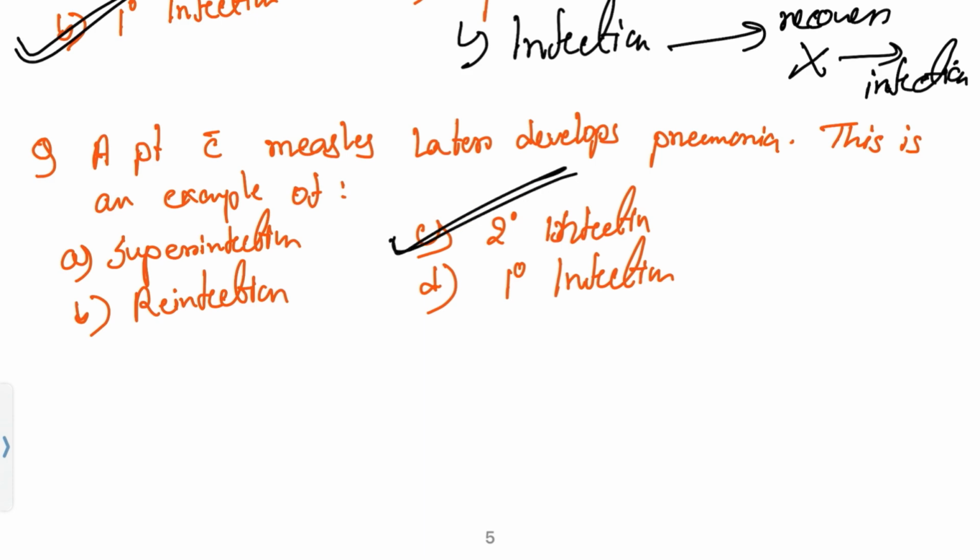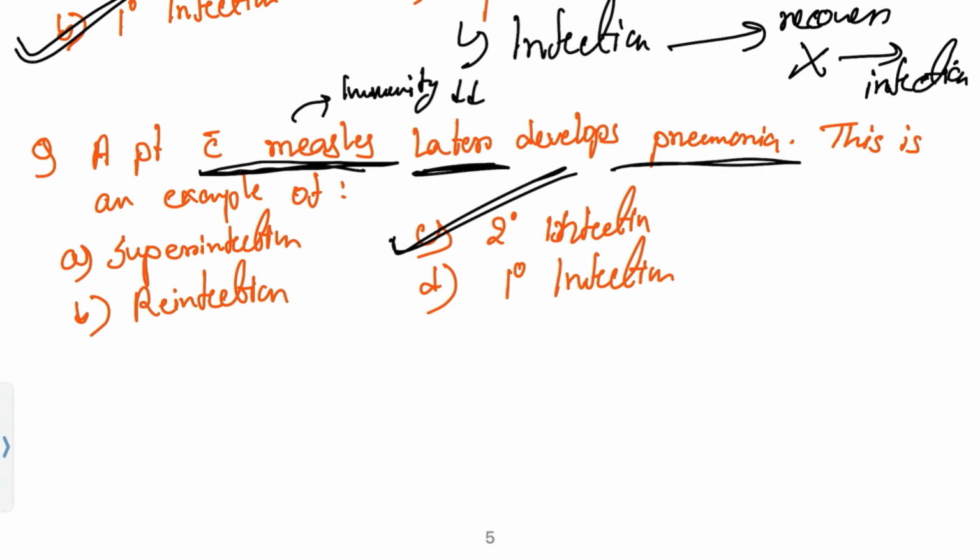Why so? Because patient is already having measles. Okay, measles के वजह से उसका body's immunity decrease हो गया. Later he develops pneumonia due to the weakened body. That's why this is an example of secondary infection.